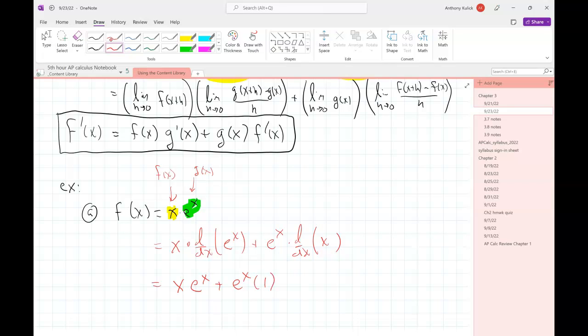So this just becomes x e to the x plus e to the x, or you could write it as 1 plus x times e to the x. Maybe I'll write it as x plus 1. It's a little easier to see it there. But either is okay.